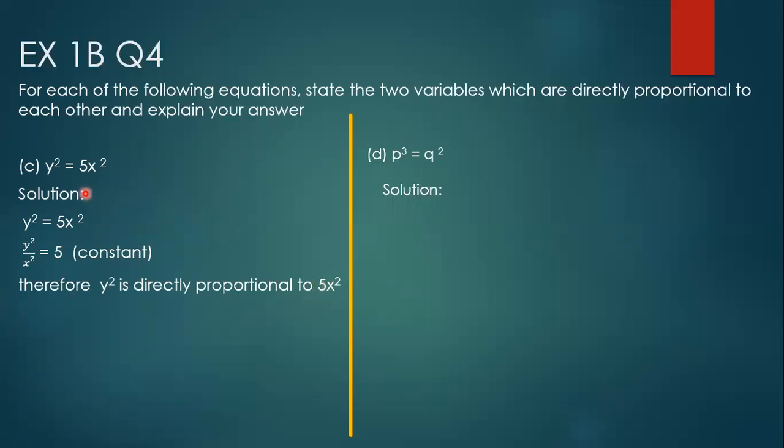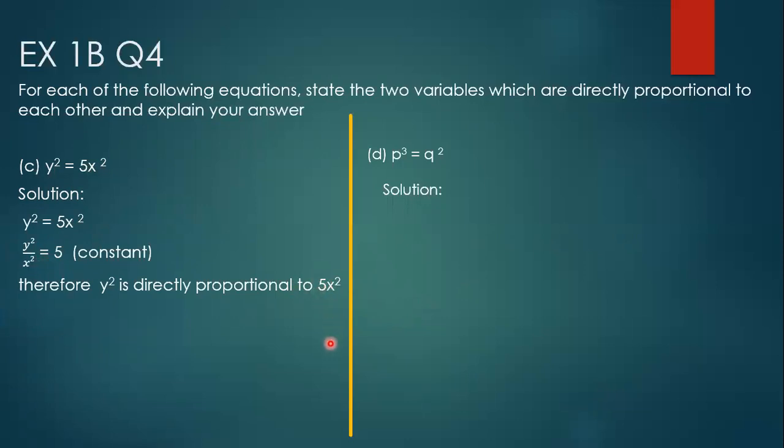Okay, remember, this is an equation directly, but then there should be only x square, it shouldn't be 5x square. Y square is directly proportional to x square, not 5x square. Okay, remove this 5 when you're writing it again.